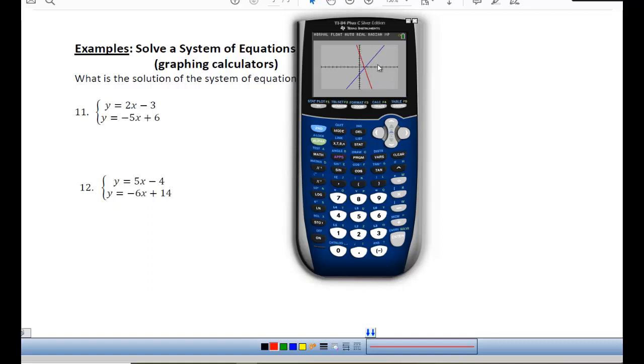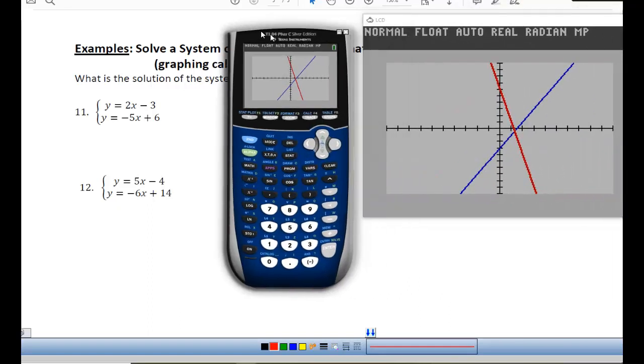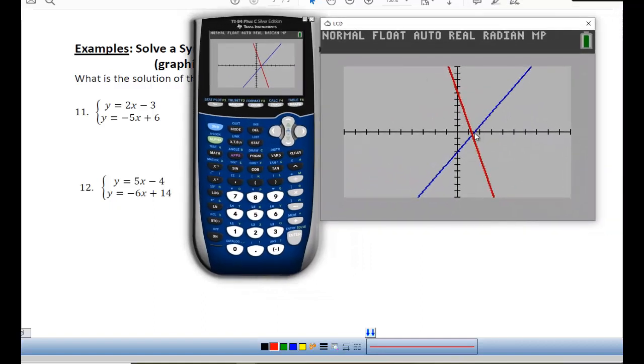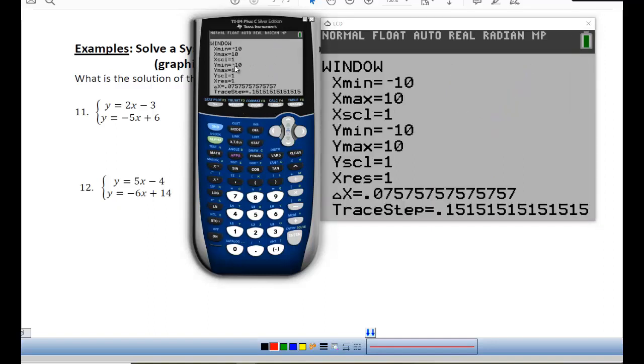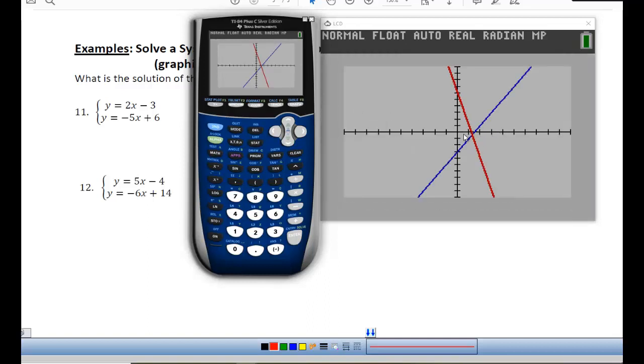Okay, and let's see if I can get a little larger image here for you. Okay, so it looks like that. So it looks like it's somewhere right between. If you're unfamiliar, you can go to your window key here, and I can see what those window dimensions are. The standard is negative 10 to 10, scaled by ones, negative 10 to 10 on the x, negative 10 to 10 on the y. So each one of these is representing 1. So this is somewhere between 1 and 2. It looks like it's down, not quite to negative 1, so somewhere down there.